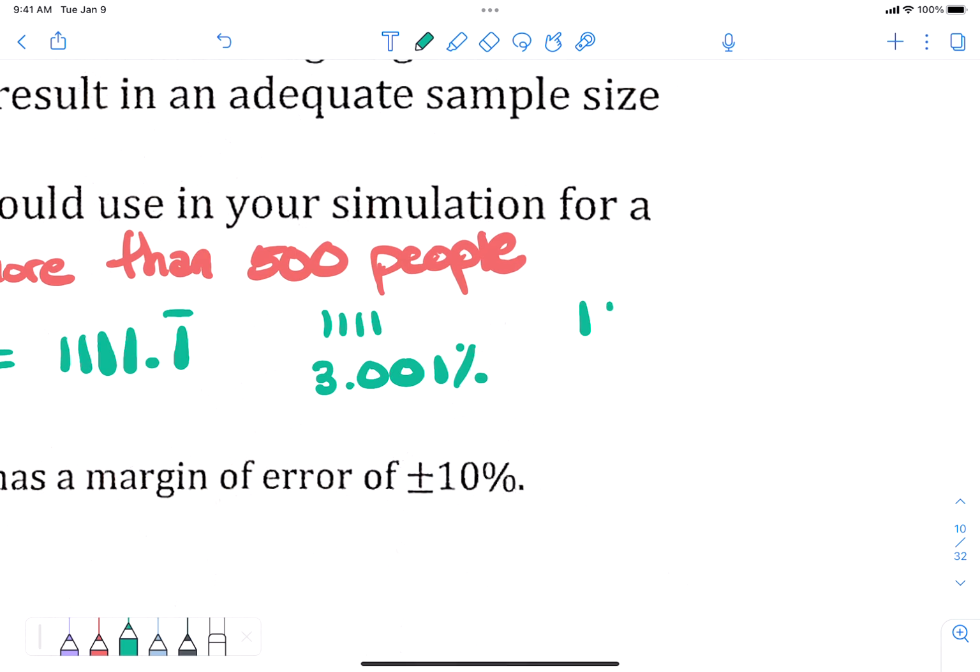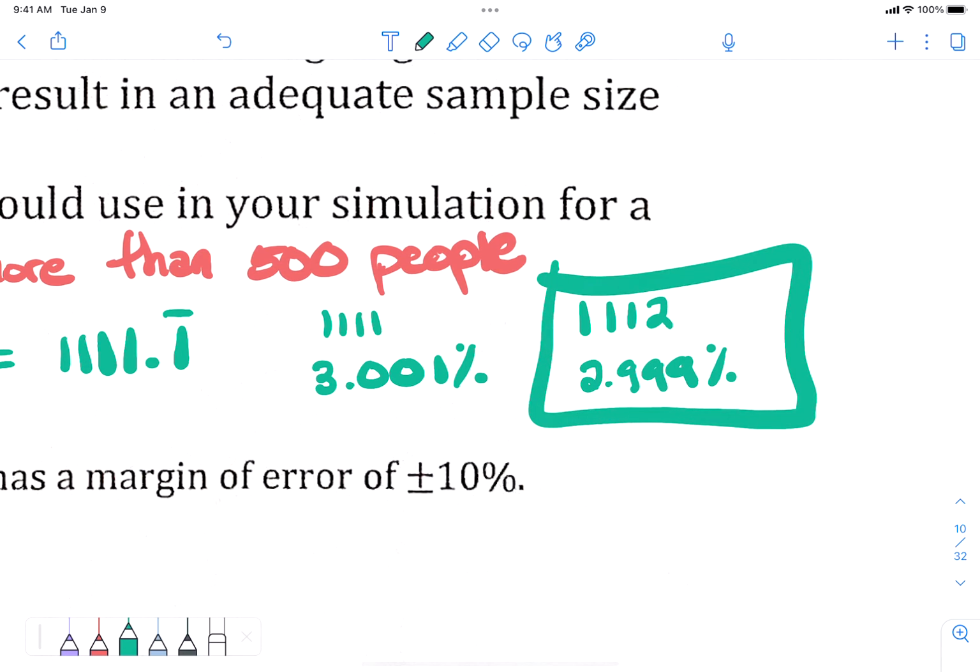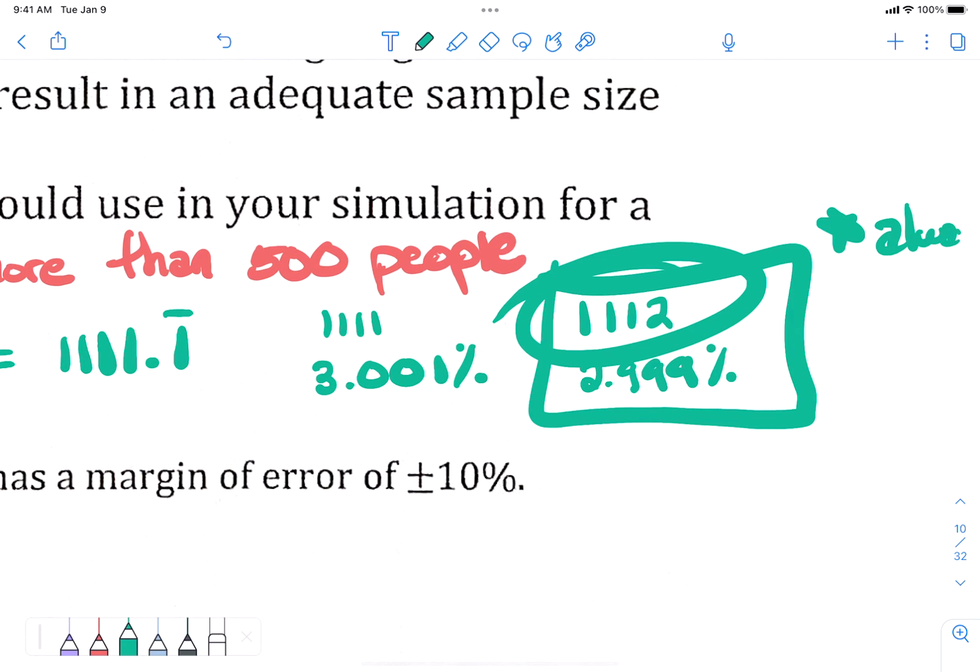So 1,112 people, which is going to give me an error that's probably like 2.999% error, but it ends up being less than 3%. So we're always going to round up to the nearest person, and I'm going to survey 1,112 people. So put a little star that says always round up. And that is a lot of people to survey, but you have to decide, is it worth being more accurate to survey more people, or it depends on what we're surveying.